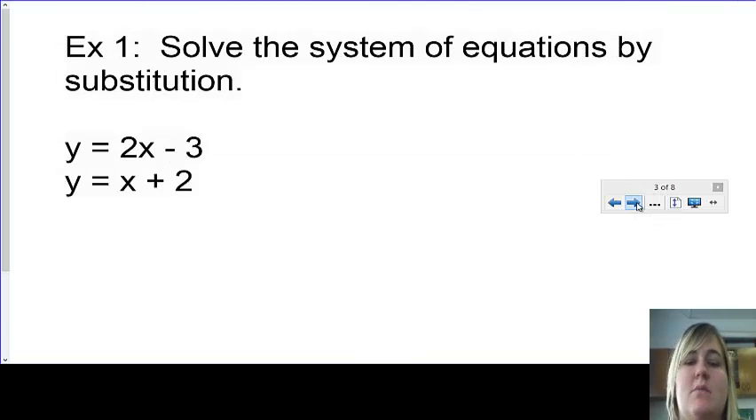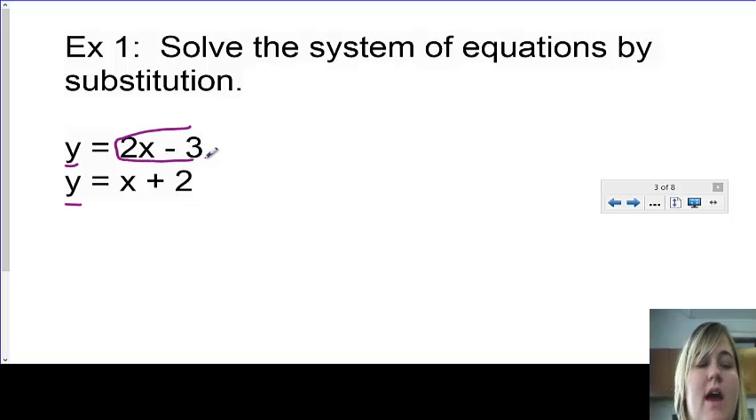Solve the system of equations by substitution. So step 1 said that we needed to get either x or y by itself on one side. So here I have y by itself and here I have y by itself. They've already set these up for me. Since y is equal to 2x minus 3, I'm going to take that expression and plug it in for y in the other equation. So in this equation, instead of y, I'm going to put 2x minus 3 equals x plus 2.